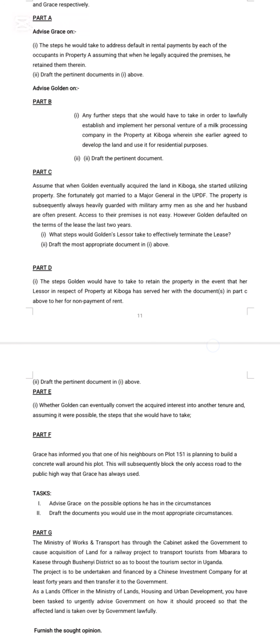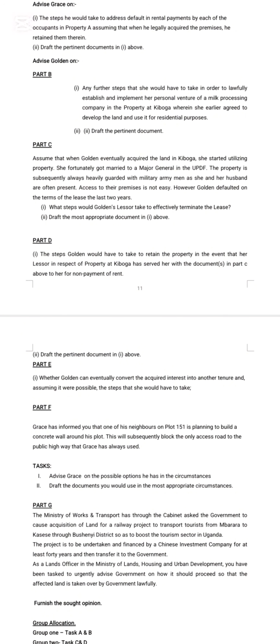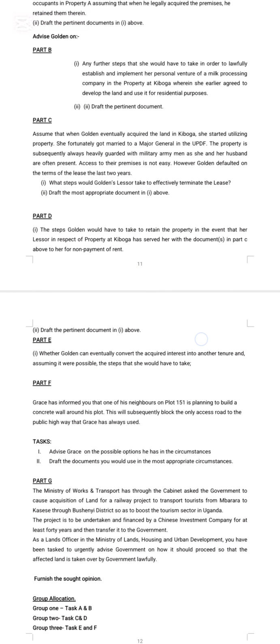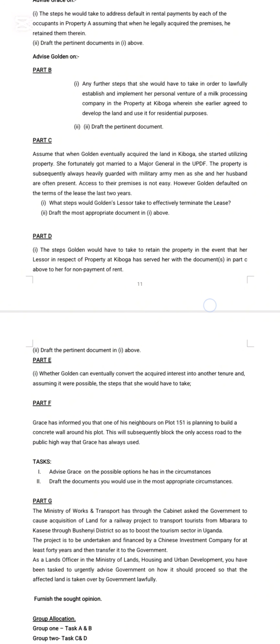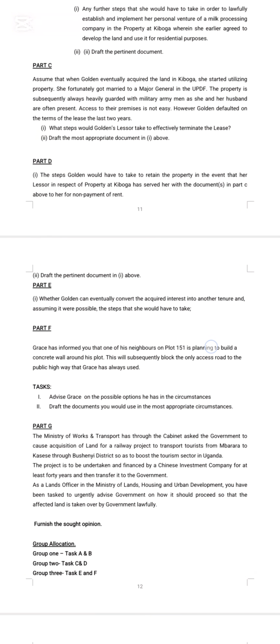Then part B, we are going to do what we call a variation deed. So a variation deed basically changes the user of what? Changes the user of the lease, because we say that if this lease is not for farming, you cannot just change without what we call a variation deed.